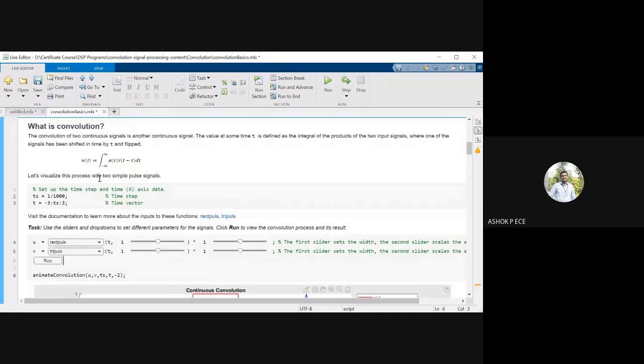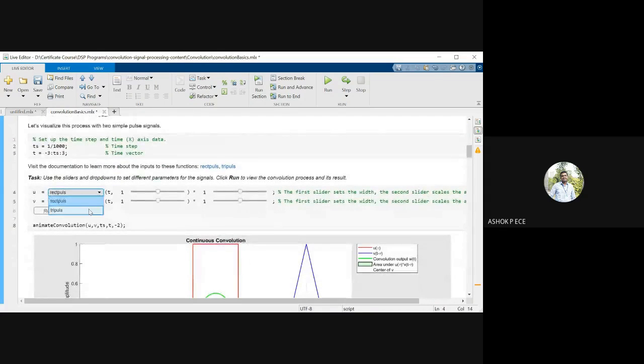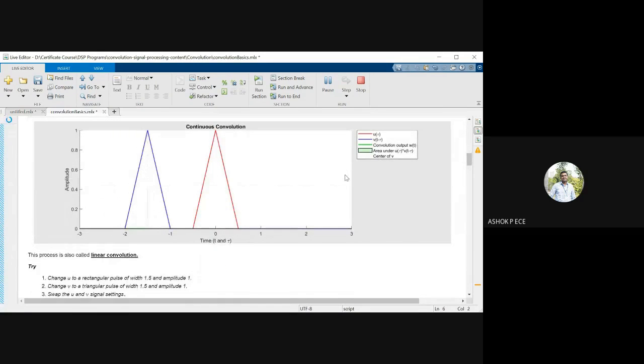And now both are triangles. Both are triangles means you will get a raised cosine pulse, I hope. You'll see. It will be looking like a Gaussian pulse, but it will be looking like a cosine signal, a raised cosine signal. Perfect.